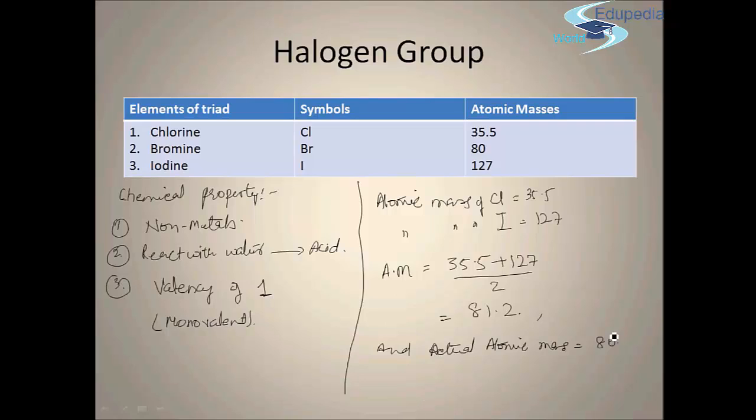Thus, the atomic mass of the middle element of the triad, bromine, is approximately equal to the arithmetic mean of the atomic masses of the first and third elements of the triad, that is chlorine and iodine.